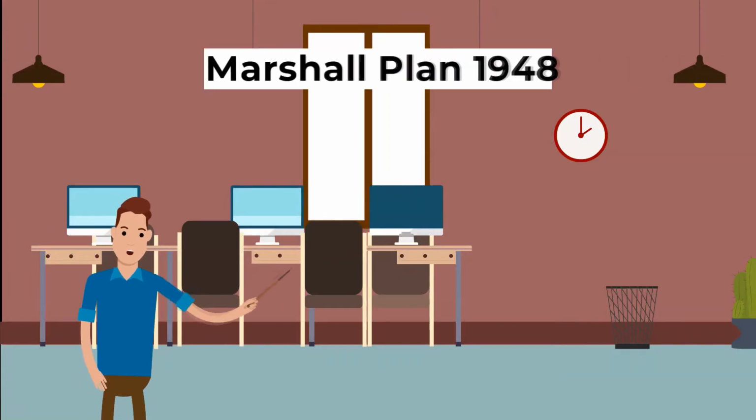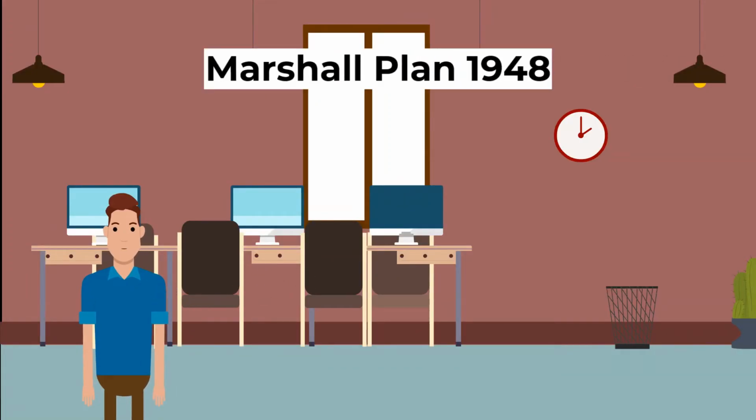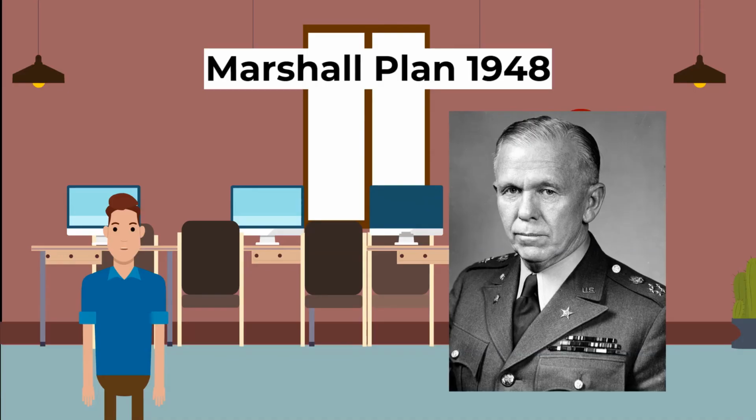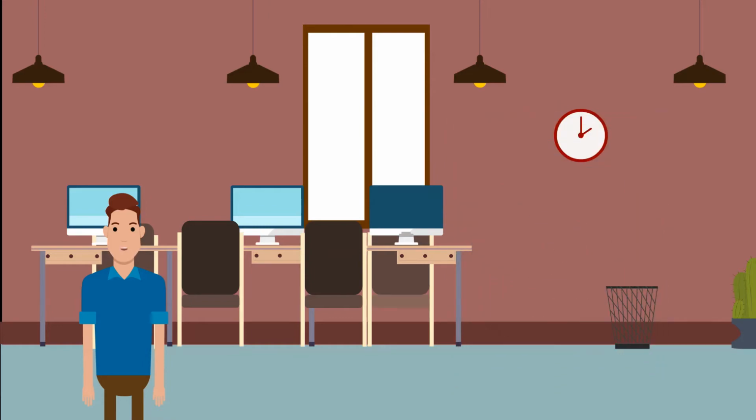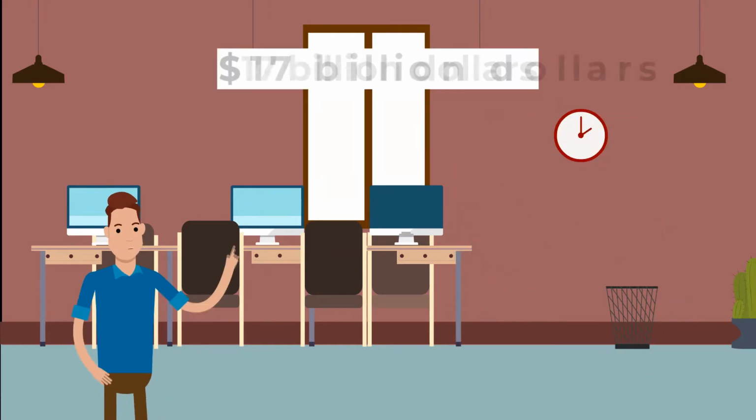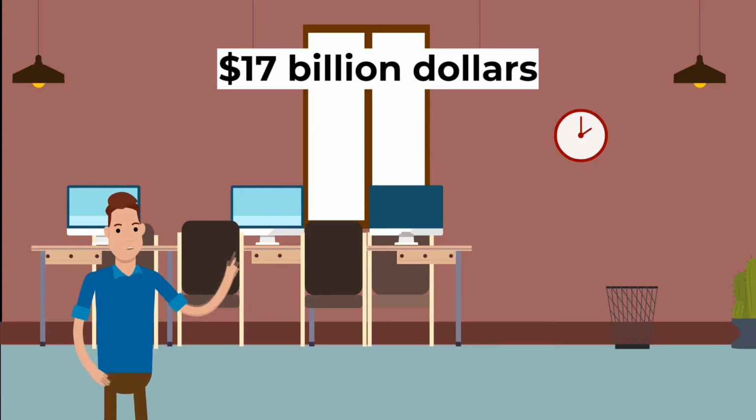The Truman Doctrine was followed by the Marshall Plan. In 1948, General George Marshall travelled to Europe to see how much aid was needed to help Europe recover from the effects of the war. A total of $17 billion was committed to help support the policy of containment.